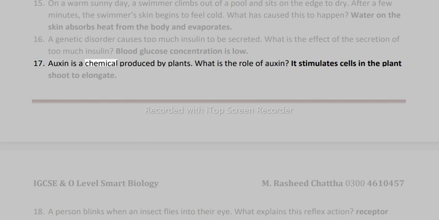17. Auxin is a chemical produced by plants. What is the role of auxin? It stimulates cells in the plant shoot to elongate.